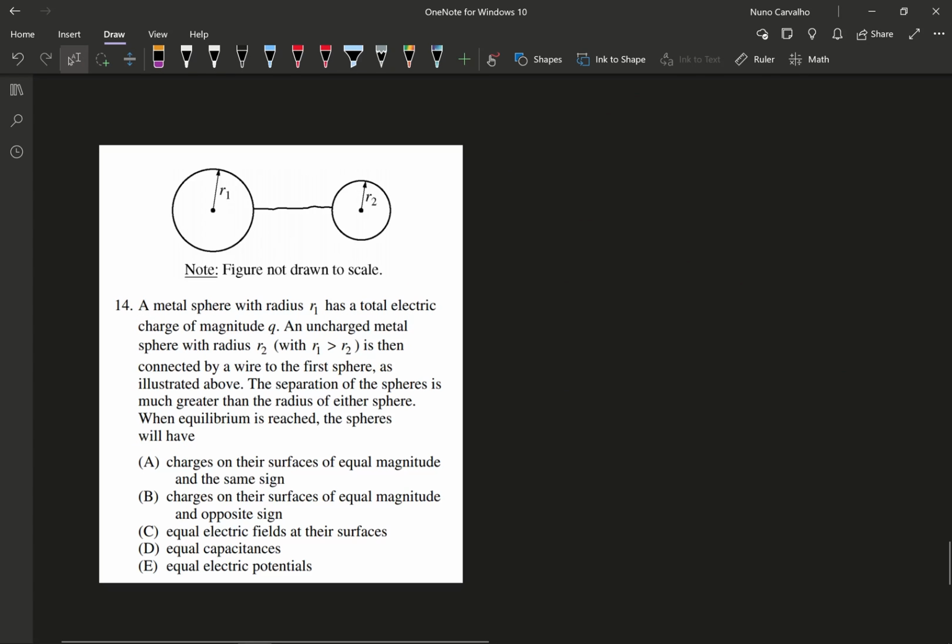Number 14, we're told that a metal sphere with radius r1 has a total electric charge of magnitude q. An uncharged metal sphere with radius r2, where the radius of 1 is bigger than the radius of 2, is then connected by a wire to the first sphere as illustrated above. The separation of the spheres is much greater than the radius of either sphere.